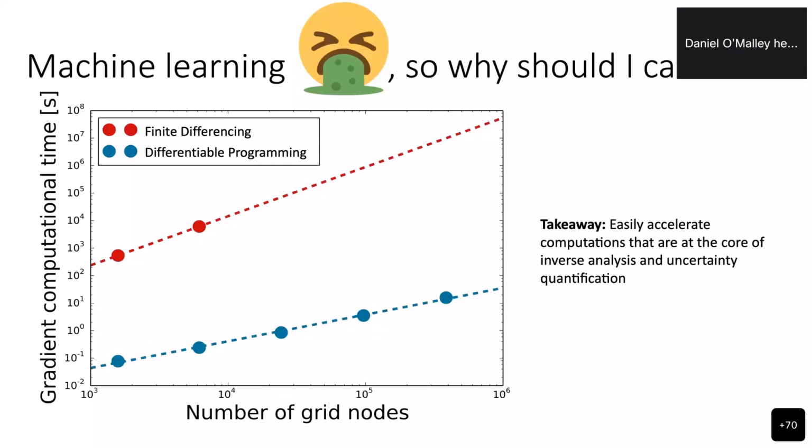So even if you don't like machine learning, you should still be interested in differentiable programming because it can accelerate things that are at the core of traditional model analysis workflows, like inverse analysis and uncertainty quantification.